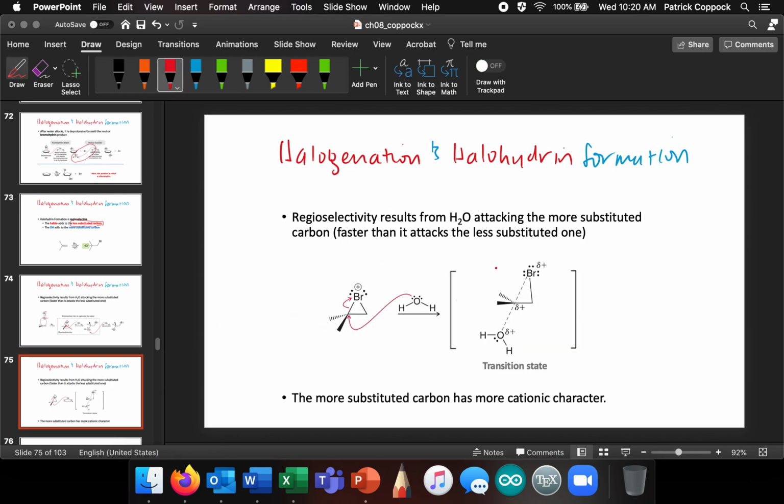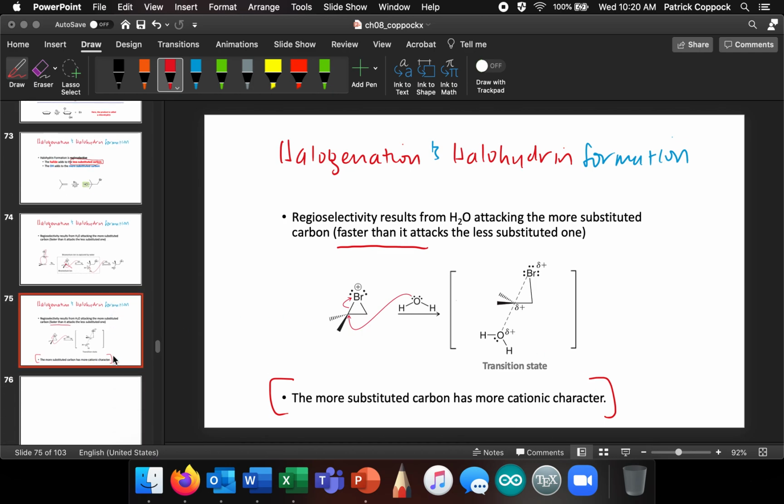And there's the reason why. It's more partially positive. Well, actually, this doesn't actually say why, does it? The regioselectivity comes from water attacking the substituted carbon faster than it attacks the less substituted, which is essentially what I just said a second ago. The more substituted carbon has more cationic character. That is also what I just said, but I think that's the real critical step there. The more substituted carbon has more cationic character, and therefore it's a better electrophile.